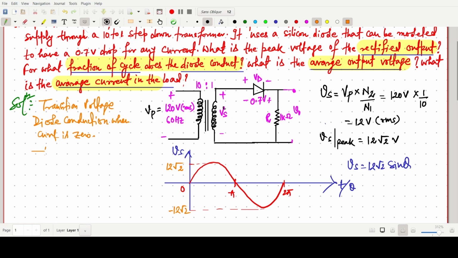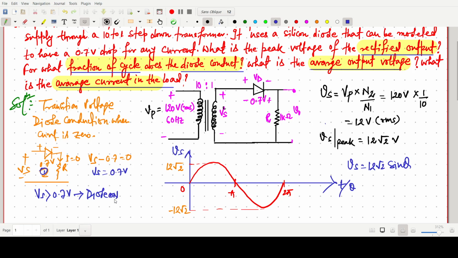For this, I am once again making the same circuit. This one is Vs and this is the 0.7 volt drop, and R. The diode is just on, so the current will be 0. So Vs minus 0.7 equals 0. If we apply KVL in this loop, say loop 1, Vs equals 0.7 volt, the reference line. You can also say directly: when the voltage Vs is greater than 0.7 volt, the diode is on. When Vs is less than 0.7 volt, the diode is off. To find this condition, we first draw this reference line Vs equals 0.7. That 0.7 line will be somewhat like this.